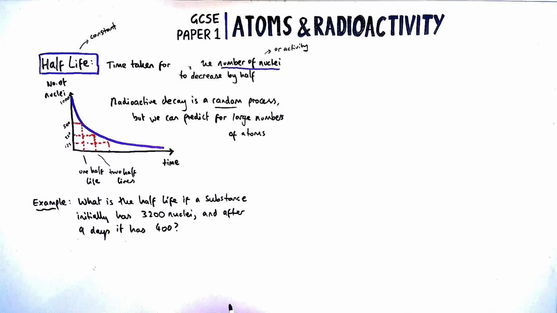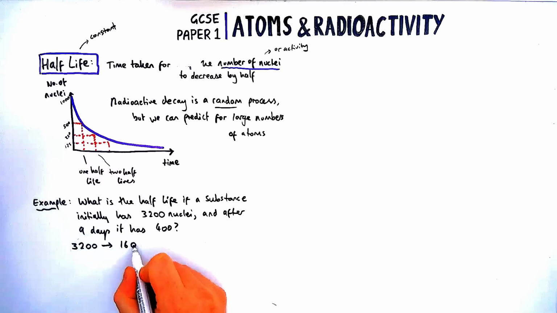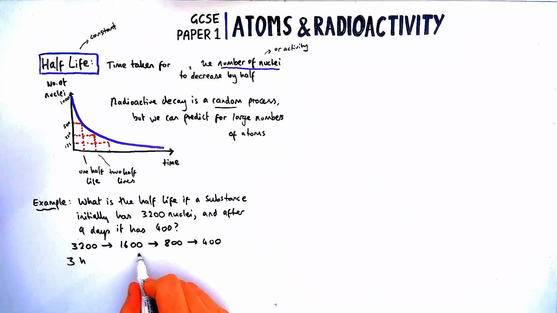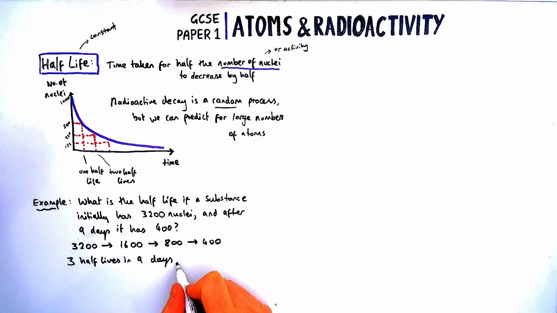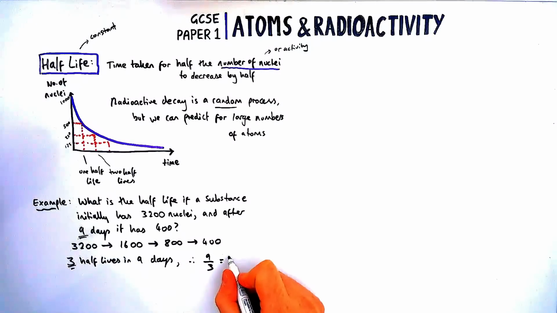So what is the half-life of a substance that initially has 3,200 nuclei, and after 9 days it now has 400 nuclei? So the first step is to figure out how many times it's halved. So 3,200 halved once is 1,600, halved again is 800, and halved again is 400. That means it's halved 3 times. So 3 half-lives have taken place in 9 days.